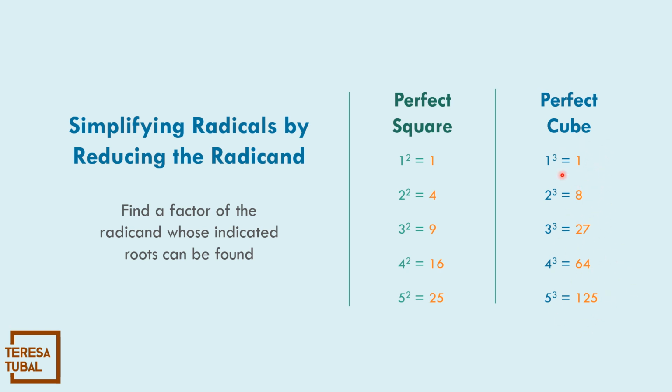So what could be the cube root of 1? That is 1. Cube root of 8, the answer is 2. Cube root of 27, the answer is equal to 3. Cube root of 64, that is 4. And then cube root of 125, the answer is equal to 5.